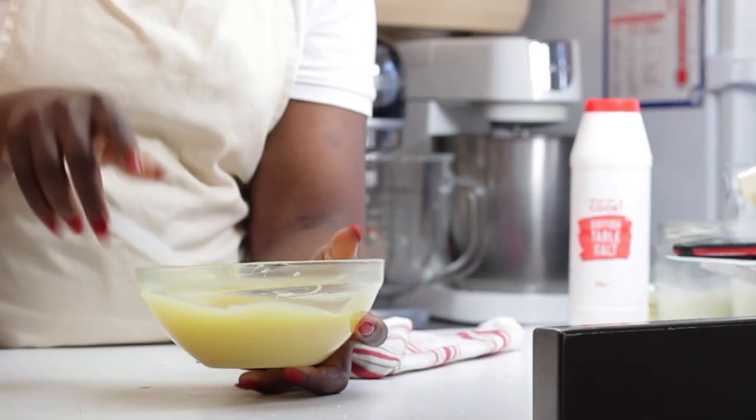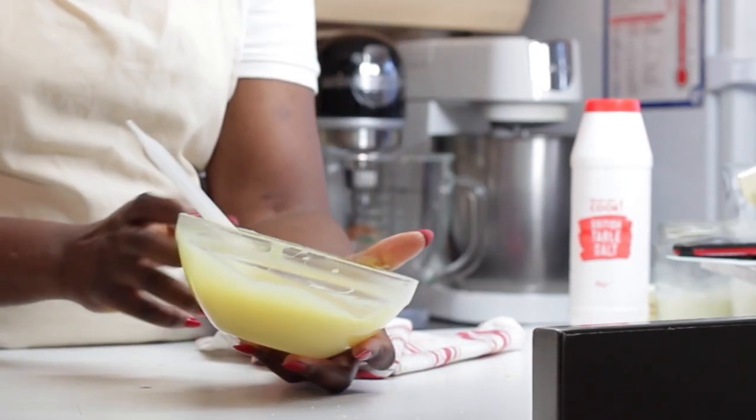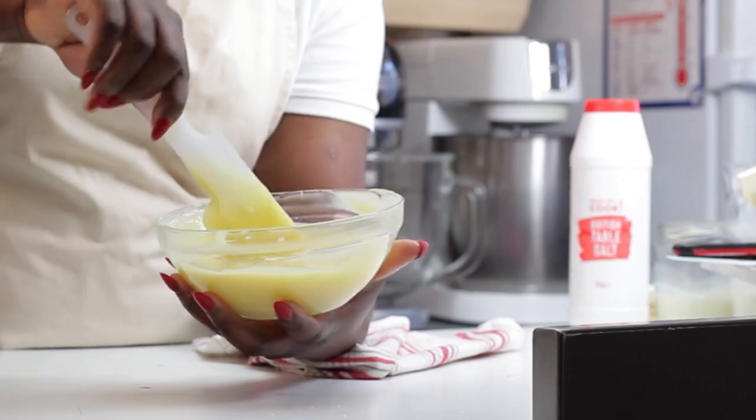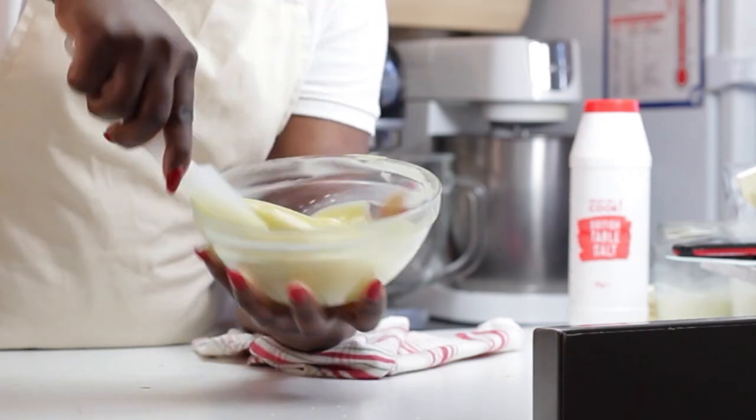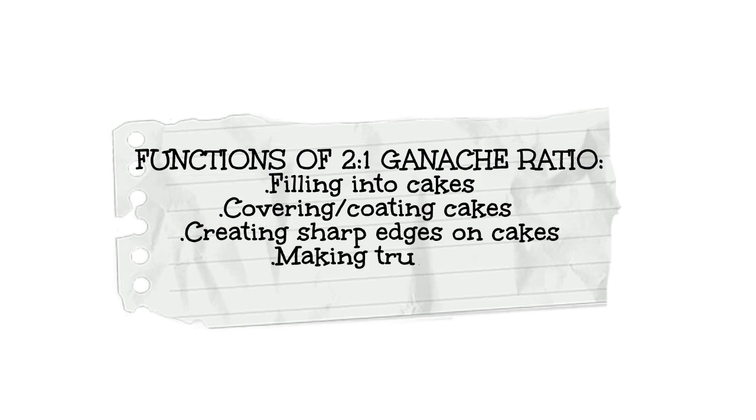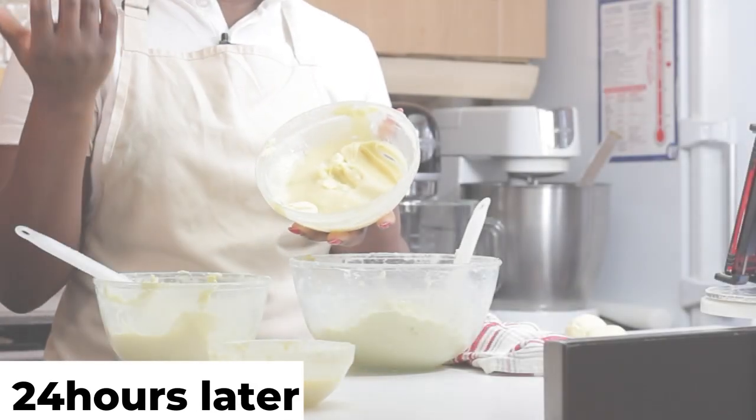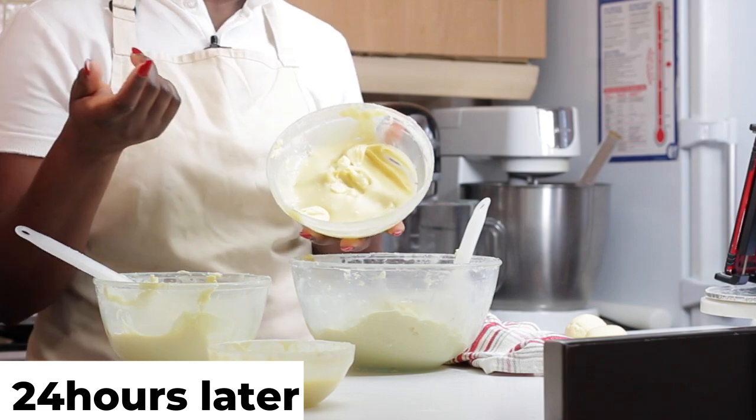But while stirring into it, I can feel the motion is slightly firmer and more resistant than the 1-to-1 ratio. Functions of the 2-to-1 ratio of ganache include filling into cakes and can be used for covering onto cakes as well. Left to set for 24 hours, the ganache has thickened and can be shaped into a ball with form.